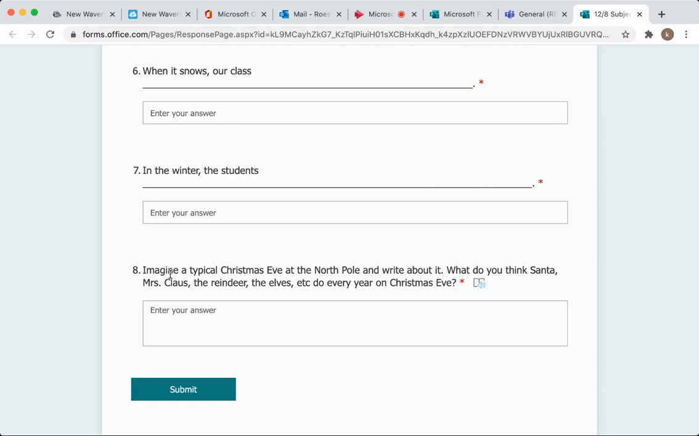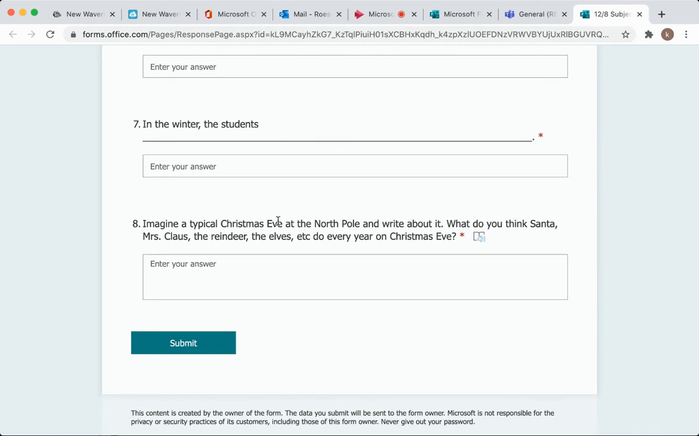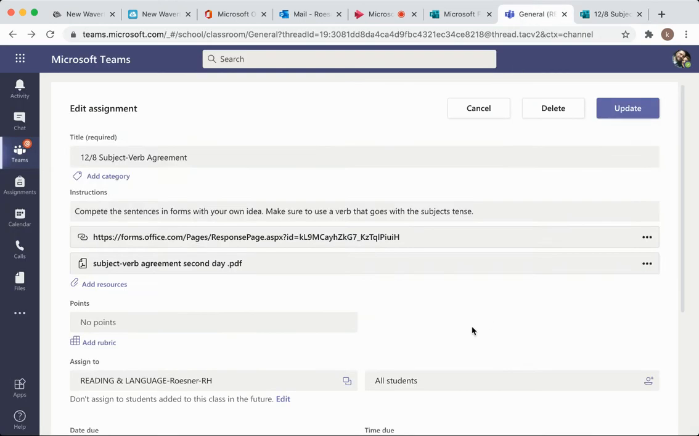For number 8, you're going to imagine a typical Christmas Eve at the North Pole and write about it. What do you think Santa, Mrs. Claus, the reindeer, and the elves, etc. do every year on Christmas Eve? You're going to enter your answer here. When you finish all of that, you're going to hit submit and you will be done for your Tuesday.